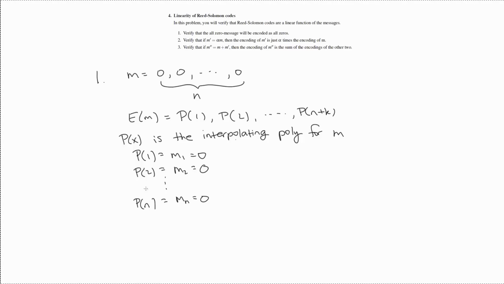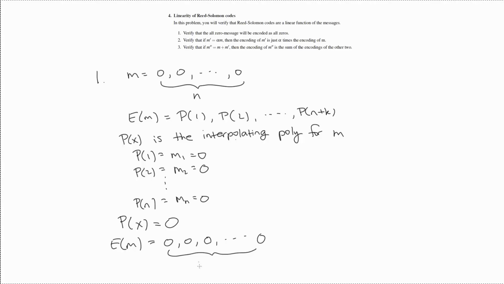Now we can find the polynomial p using Lagrange interpolation. However, we can also notice that since the output of the polynomial is constant, the polynomial must be p of x equals 0. Now, plugging in p of x into our equation for the encoding gives us that the encoding of the message m is just a sequence of n plus k zeros.